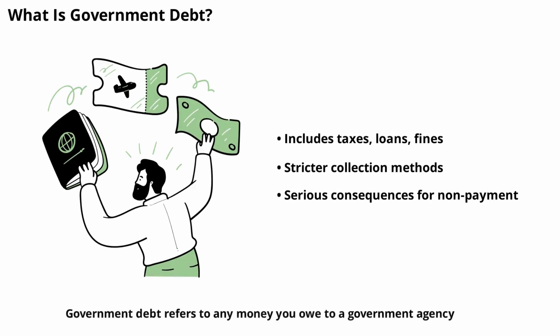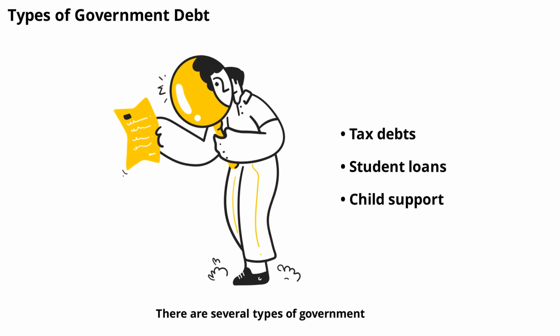Government debt refers to any money you owe to a government agency. This could include unpaid federal or state taxes, defaulted student loans, overdue child support, or even certain fines and penalties. Unlike private debts, government debts are often subject to stricter collection methods. The government has more power to collect what is owed, and the consequences for not paying can be more severe. Understanding the nature of government debt is crucial, as it determines how garnishment may be applied and what rights you have as a debtor.